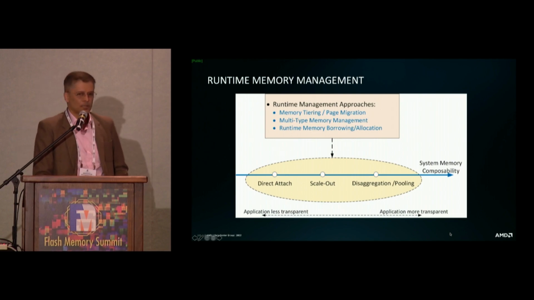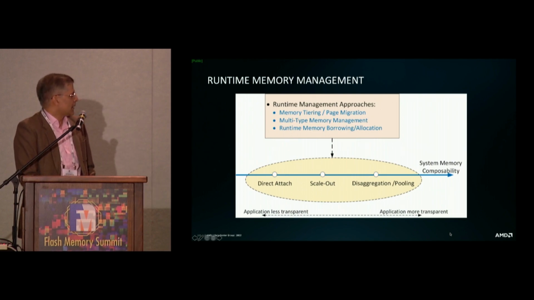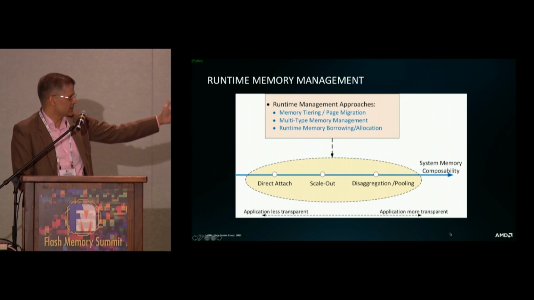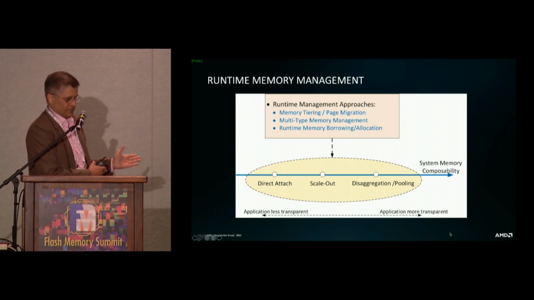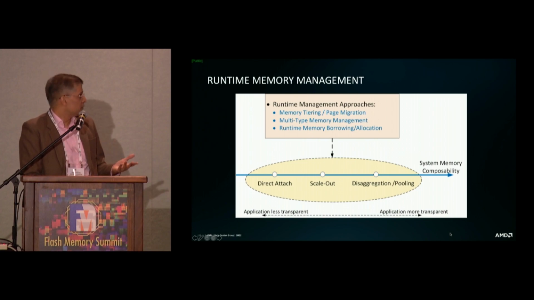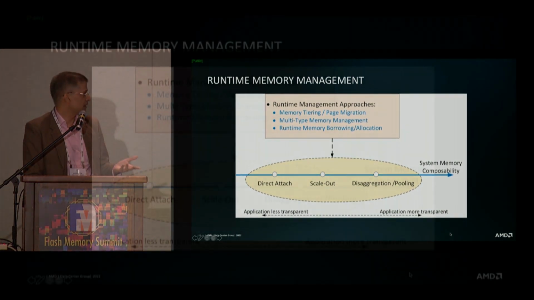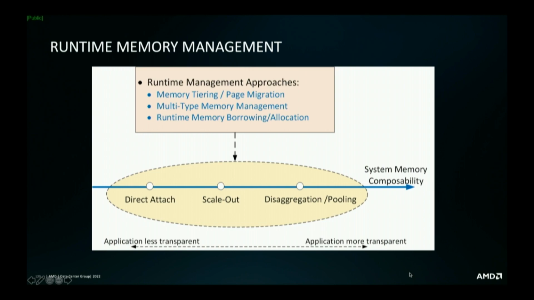Coming to runtime memory management, as I mentioned, we had direct attach, scale out, and pooling. And that's how system memory composability increases. Now, there are various ways of doing it. You can do memory tiering and page migration, which we'll talk about. Then multi-type memory management. I think some of the options on multi-type memory have been getting whittled down recently, but you can use SSDs, or you can use NVMe over Fabric to create that.